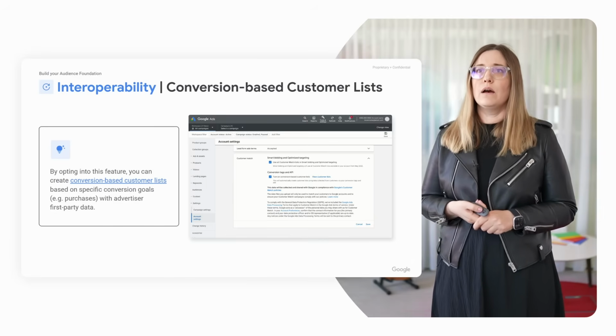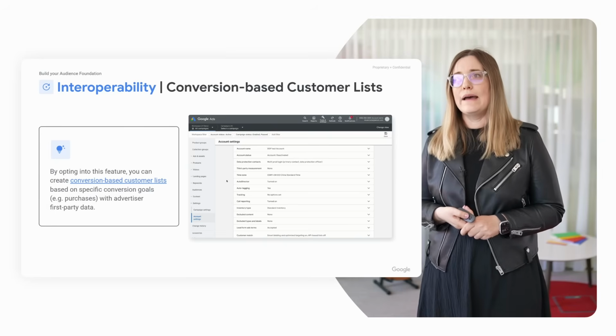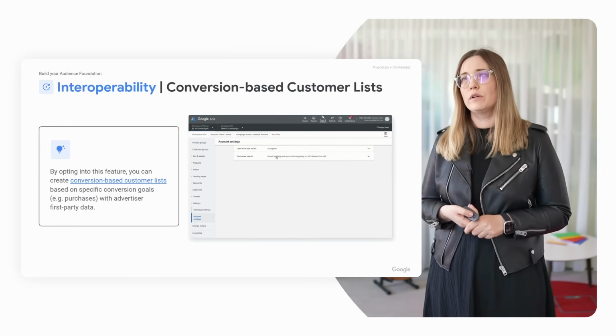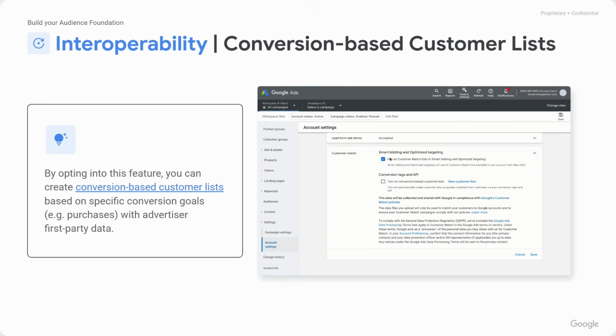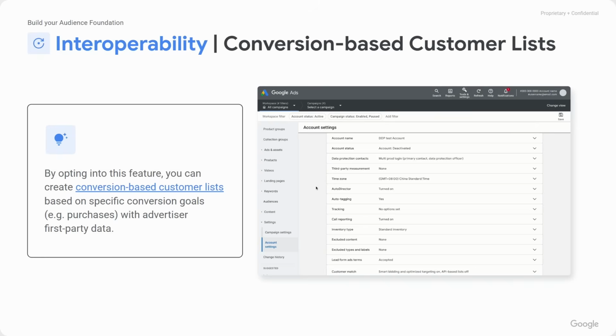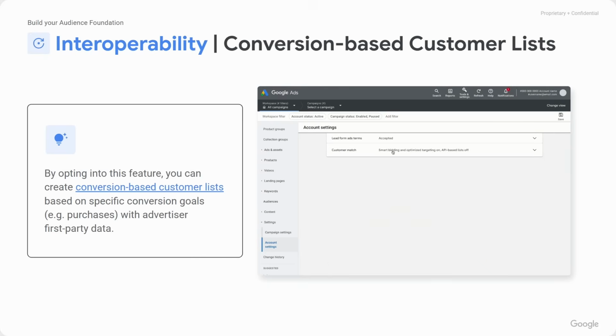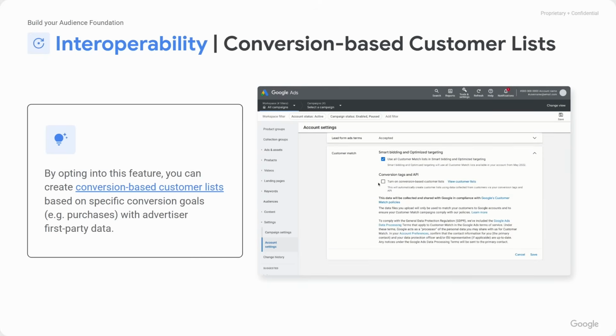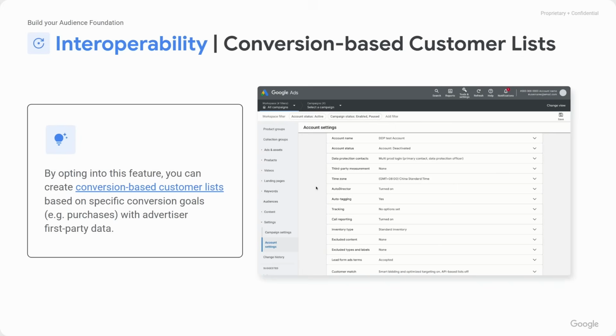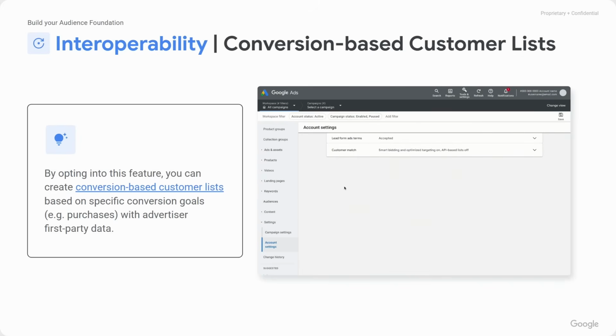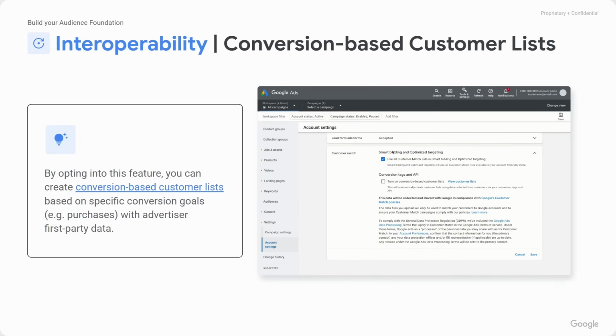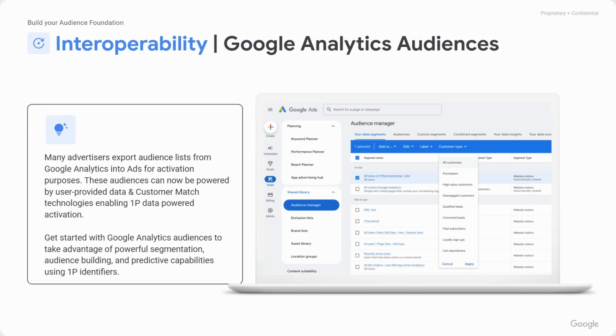Another possibility to feed Google Ads with customer data is conversion-based customer lists. By opting into this feature, you can create customer lists based on specific conversion goals, for example, purchases, with advertisers' first-party data. You can find it in account settings in the customer match section. It's easy to set up and launch, and you can use it as a starting point for your audience strategy or for enriching the audience lists which are already in the account.